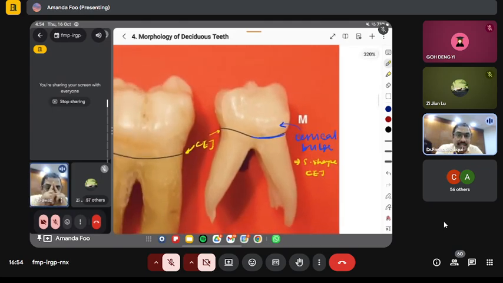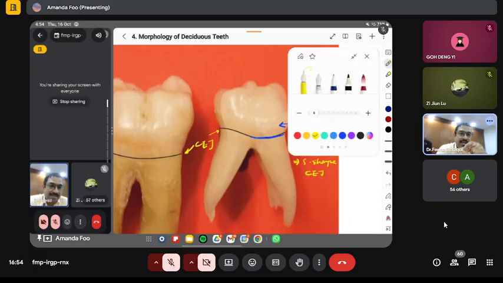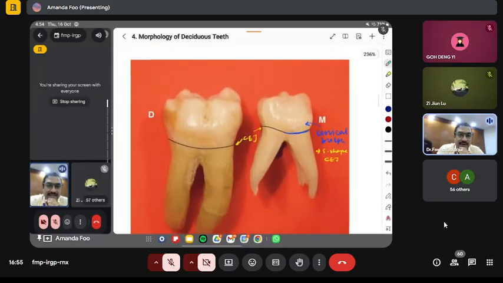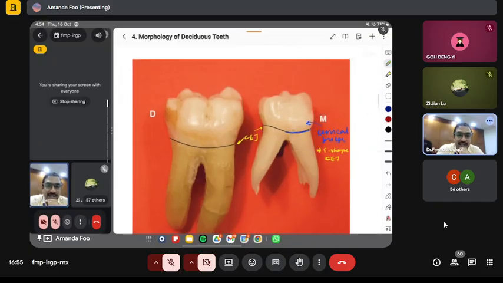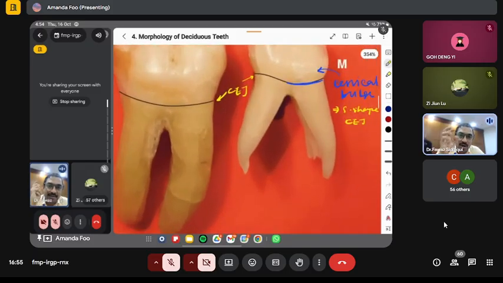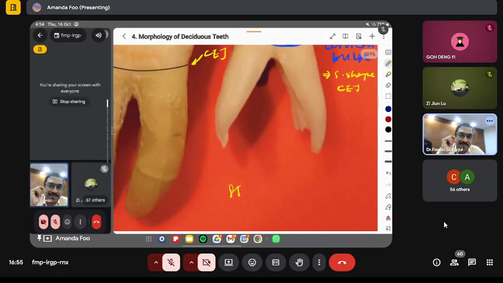Now, an important thing that I want all of you to note is that primary second molars, maxillary or mandibular, will have the same morphology as their permanent counterpart. So that means if I am saying tooth 85 is my primary second molar, it will look the same as my 46. Only the size difference will be there in the occlusal surface. So this is very important to identify.